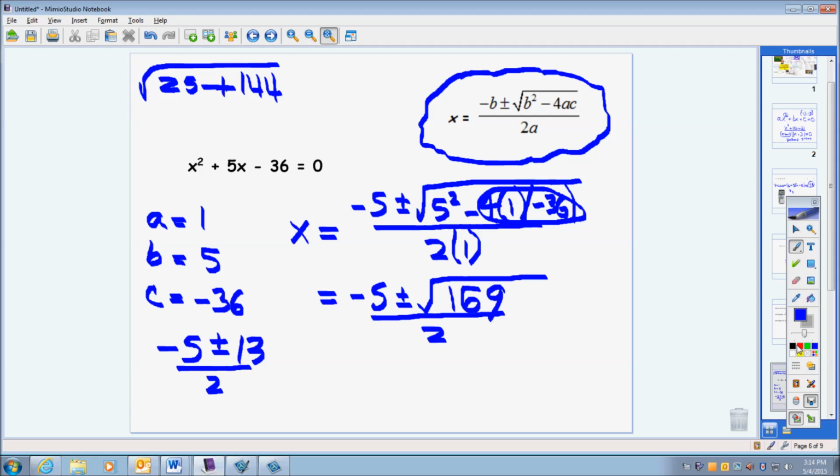So, and I'll use red now so you can see the answers. The way we're going to write it is negative 5 plus 13. Start with the plus. Start on top. Plus 13 over 2.